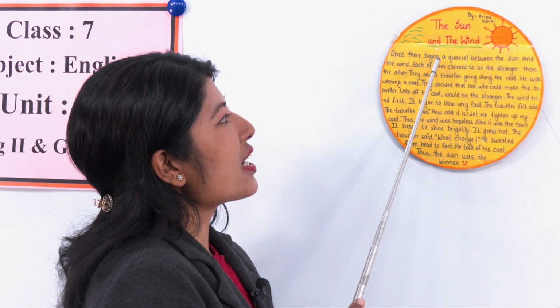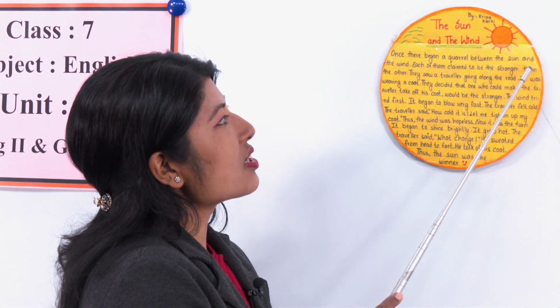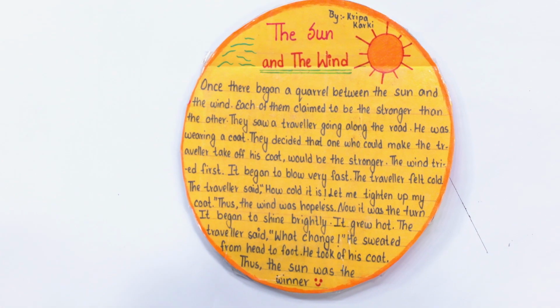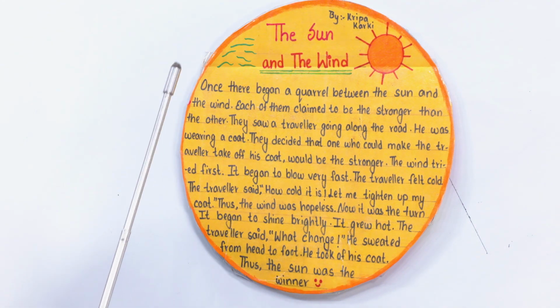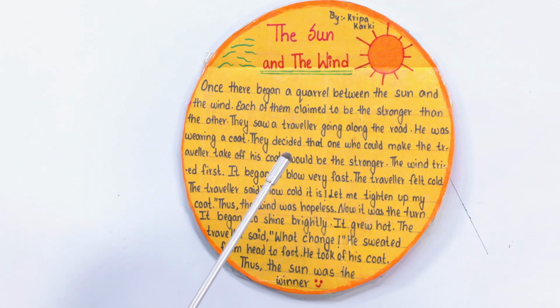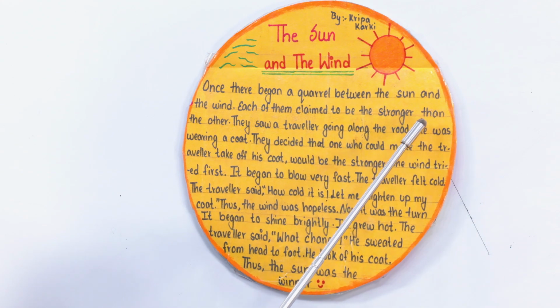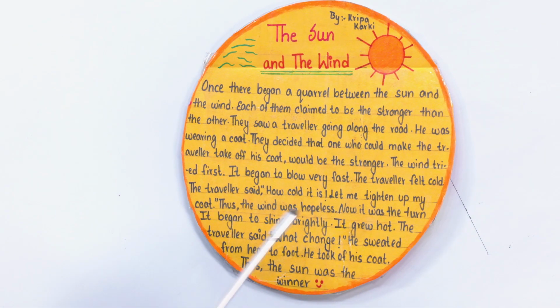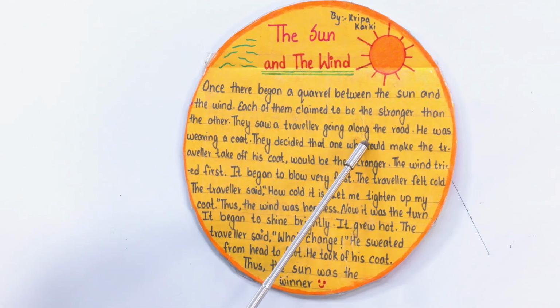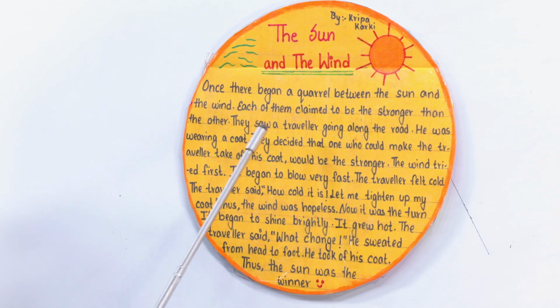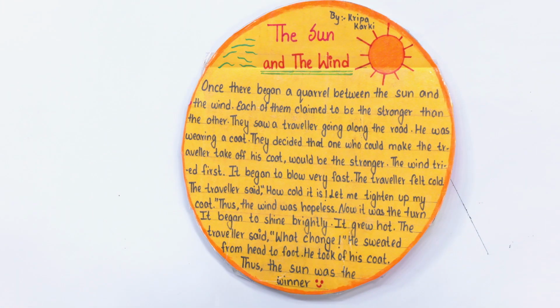Once there began a quarrel between the Sun and the Wind. There was a quarrel, a fight. There was a fight between the Sun and whom? Yes, the wind. Each of them claimed to be stronger than the other. Both of them were claiming they were stronger. What happened then? They saw a traveler going along the road. Both of them saw a traveler walking there, who passed by where they were fighting.